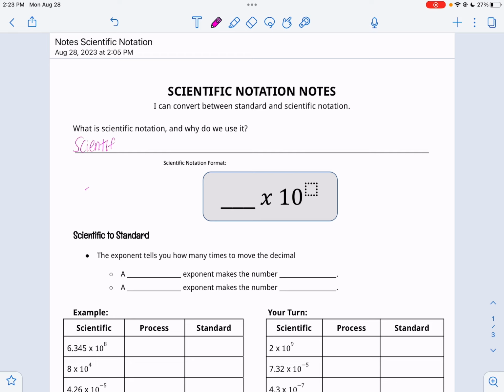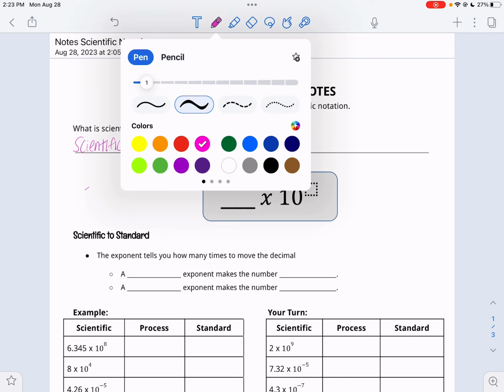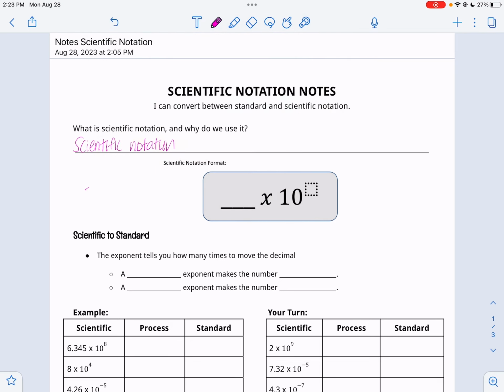So scientific notation is a way to make it easier to represent really large or really small numbers.